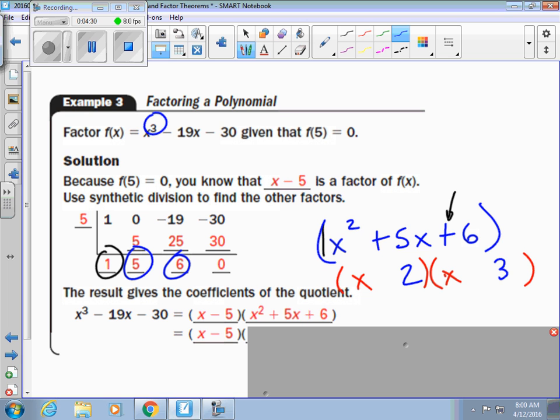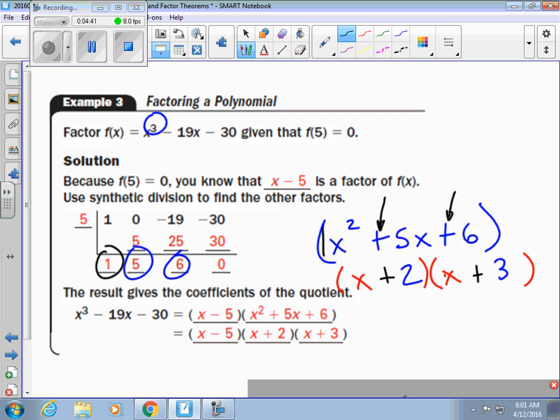6 and 1, you would have to subtract them to make it work. So right there, they're both positive, they're both the same, and they're both positive is what that one says. Plus 2 and plus 3, that's what it says here. So these are our 3 factors: x minus 5, x plus 2, and x plus 3.